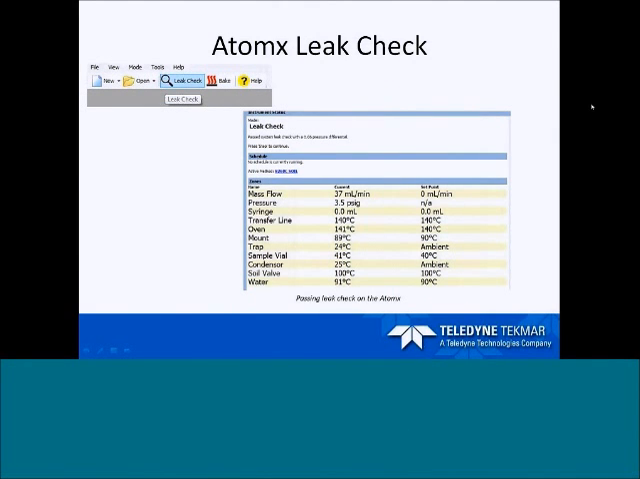And after you get your Atomx hooked up to nitrogen, you're going to want to leak check it. Also very easy to do with our software. All you have to do is hit leak check. It will pressurize the system to 25 psi, seal the system, and then it will wait to see if there's a loss of 1 psi over a minute. If there is, it will fail. As you can see in here, it passed.